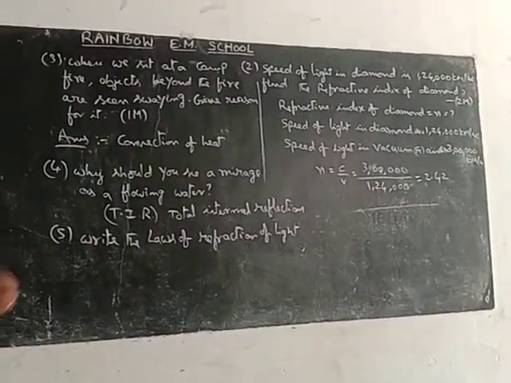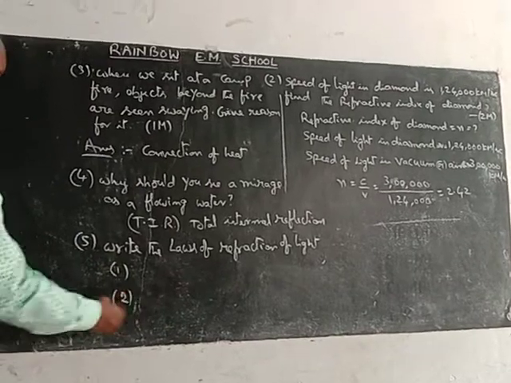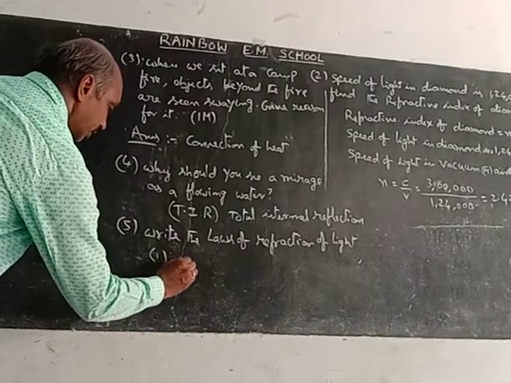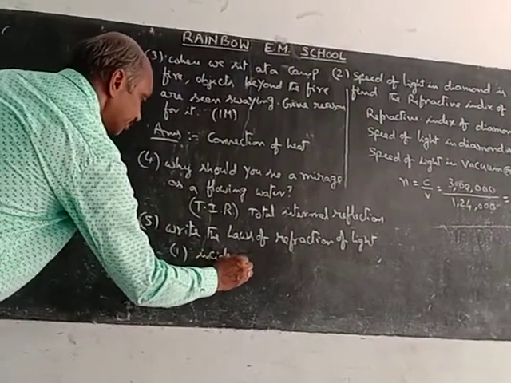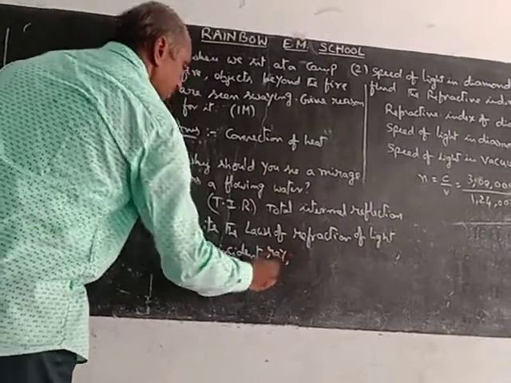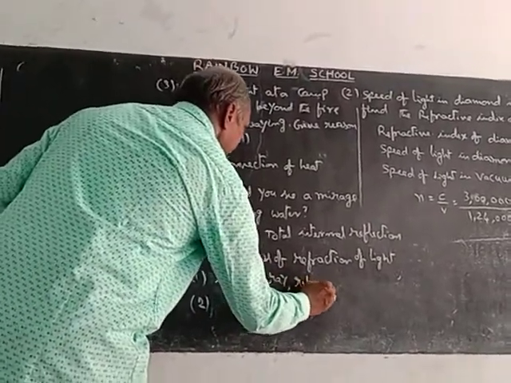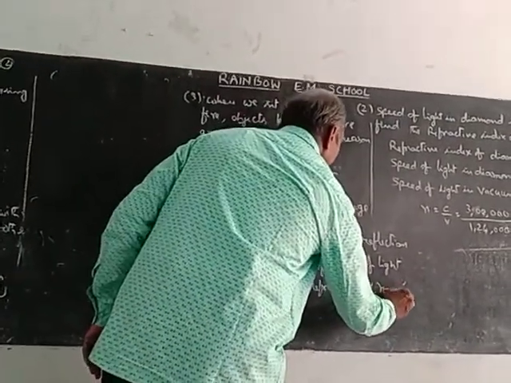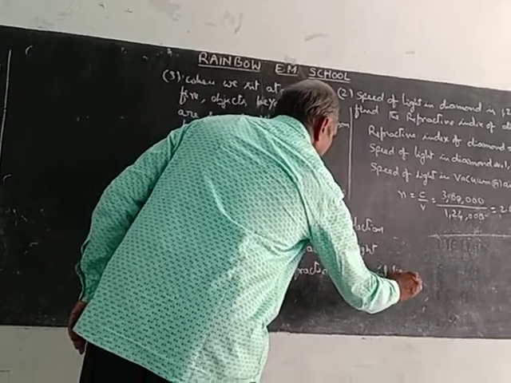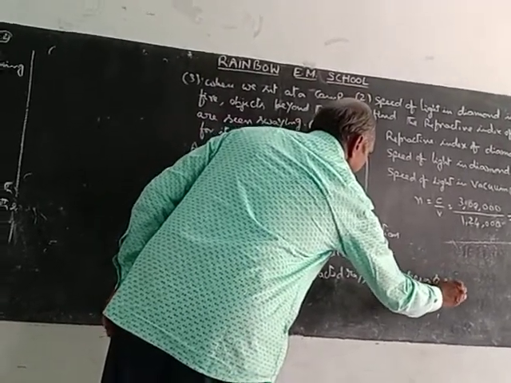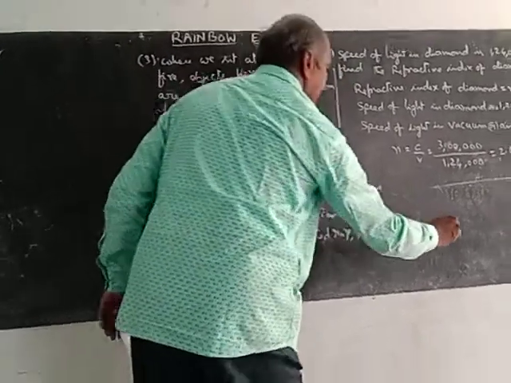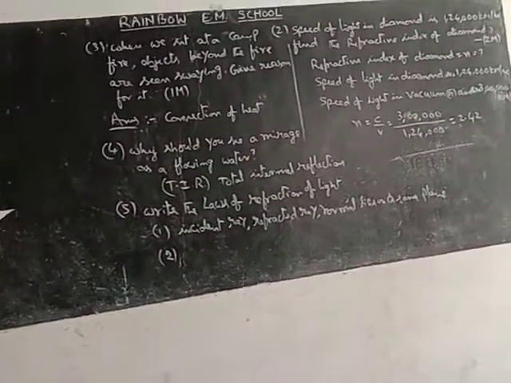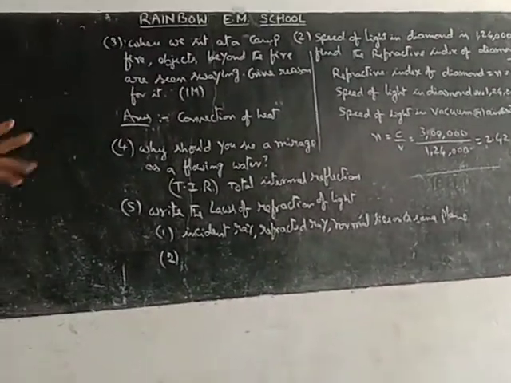Here, there are two laws of refraction of light. What is the first law? The first law means the incident ray, refracted ray, and normal lie on the same plane. This is the first law.